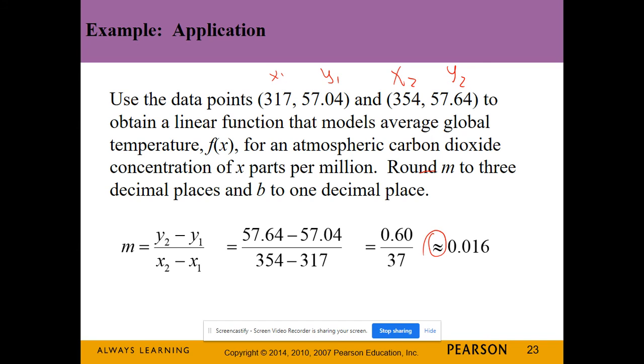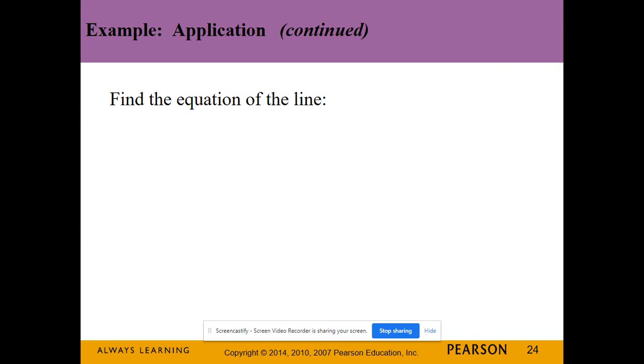It's asking for, again, the model. So we're going to use point slope form to get into slope intercept form. We now have a slope. We have 2 points to pick from. So again, we're going to use point slope form.